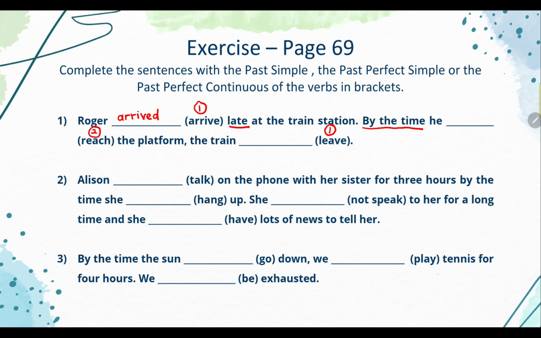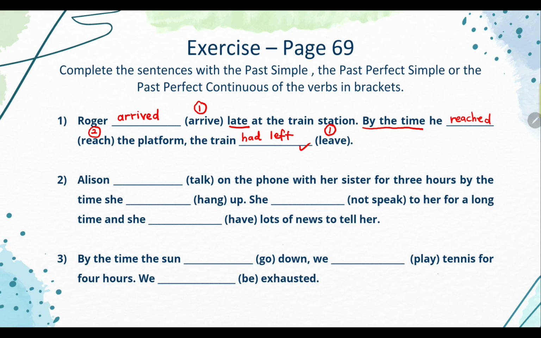So how do we write the answer? By the time he reached the platform, the train, remember we have to use the word had, and then the verb has to be in past participle. The train had left.